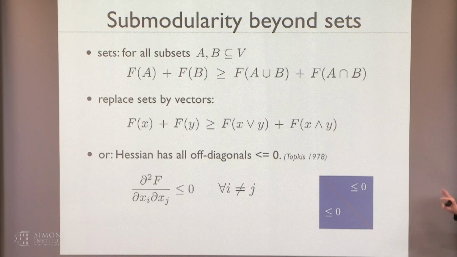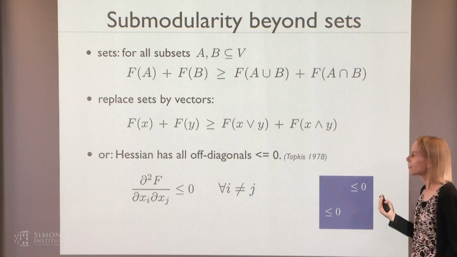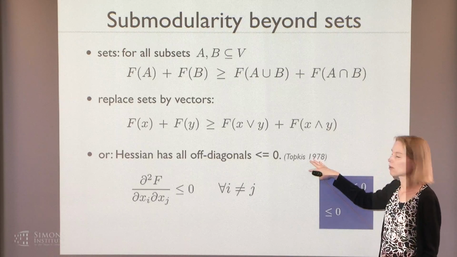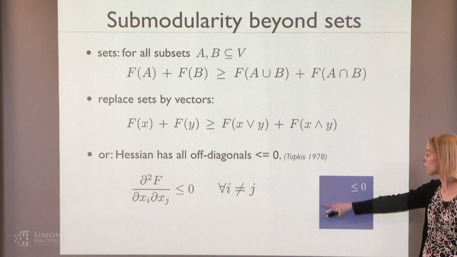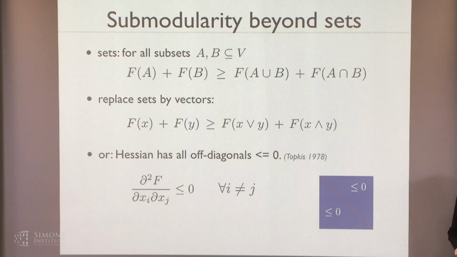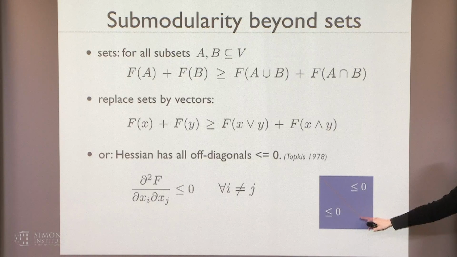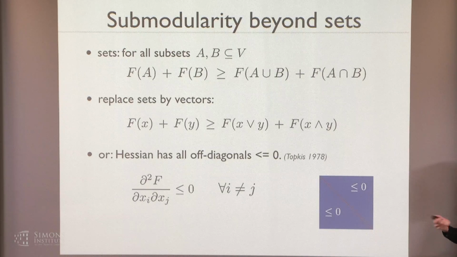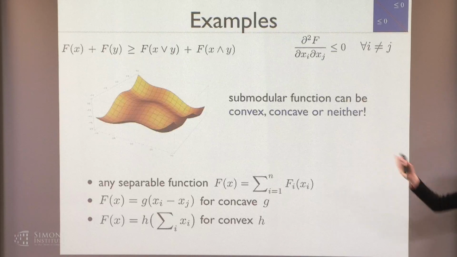And for a bit more understanding, if the function is differentiable, this is what it corresponds to. If you look at the Hessian of the function, all the off-diagonals are non-positive. But that says nothing about whether the Hessian is definite in any way. In fact, these functions can be convex or concave or neither. So here's an example of such a function. It contains convex functions, concave functions, and non-convex functions, essentially.